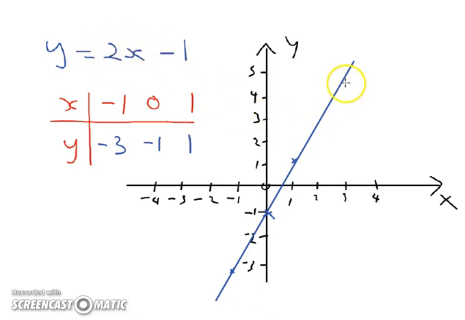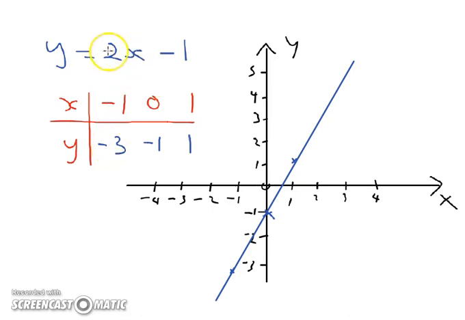When we plotted a linear straight line graph, we only needed 3 points to get our straight line. So we choose 3 x values. Here we've chosen minus 1, 0 and 1. And then we plug them into the equation and find out what our y values are. So 2 times minus 1 is minus 2. Take away another 1 is minus 3. So x is minus 1, y is minus 3.